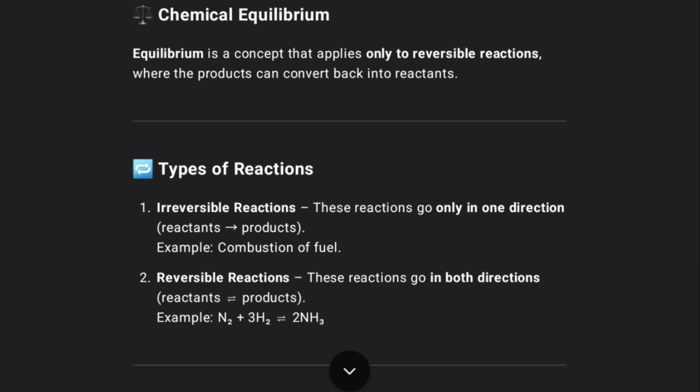Chemical equilibrium. Equilibrium is a concept that applies only to reversible reactions, where the products can convert back into reactants. Types of reactions. 1. Irreversible reactions. These reactions go only in one direction: reactants to products. Example, combustion of fuel. 2. Reversible reactions. These reactions go in both directions: reactants and products. Example, N2 + 3H2 ⇌ 2NH3.